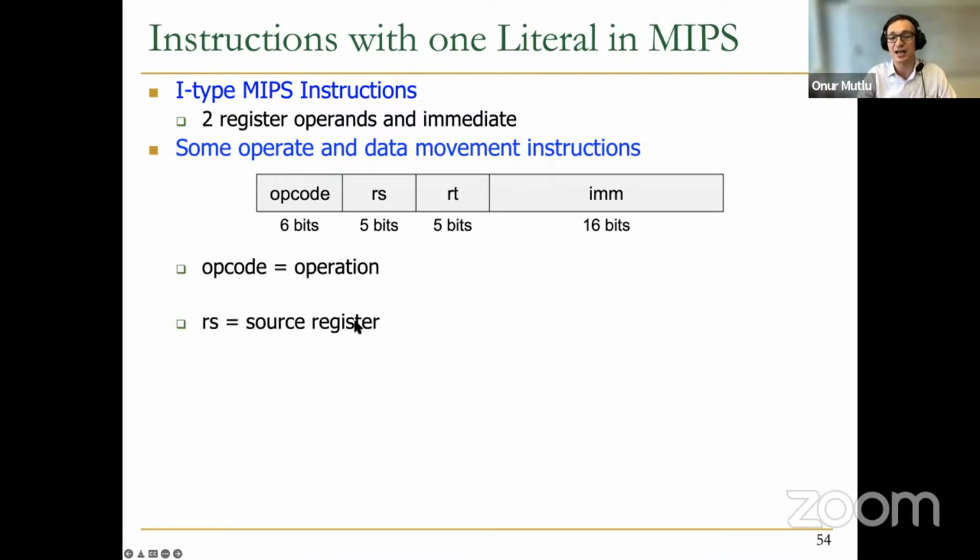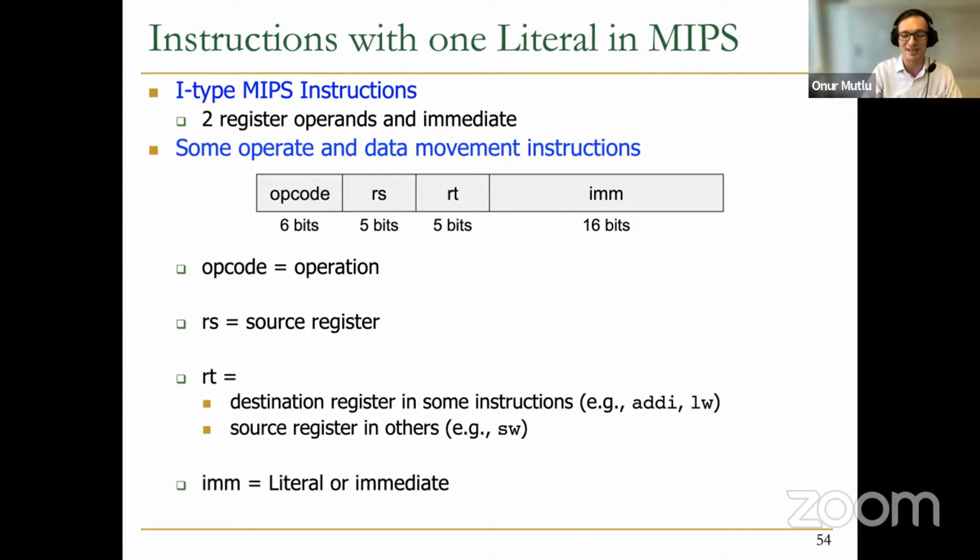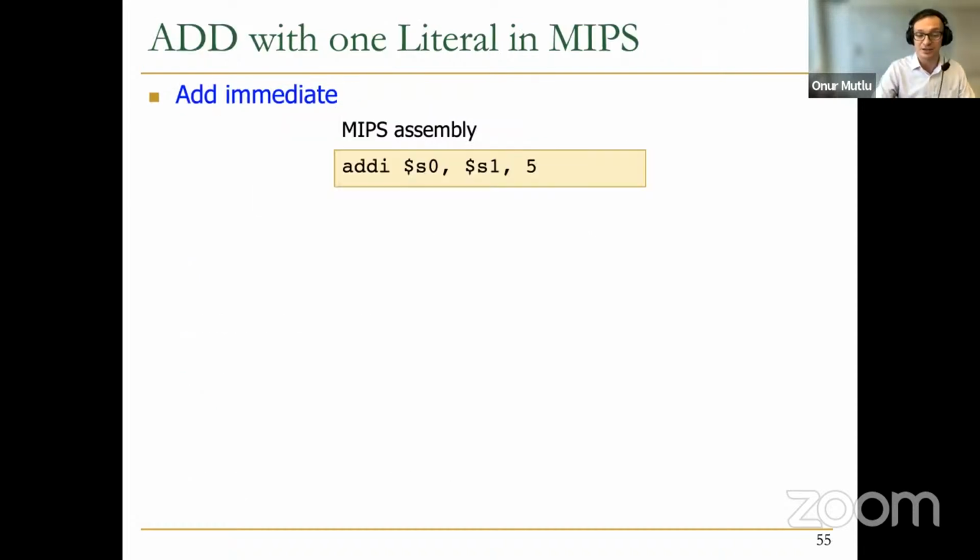So opcode is the operation, RS is the source register, and RT, depending on the instruction, is the destination register. For example, in add immediate and load word, it's the destination register, and it's a source register in others. So these are idiosyncrasies of the ISA, as you can see. You need to know this so that you can create a machine for the ISA, or you can write programs for it. But that's how it goes, basically. And immediate is a literal or immediate value that you're going to add or operate on, if you will.